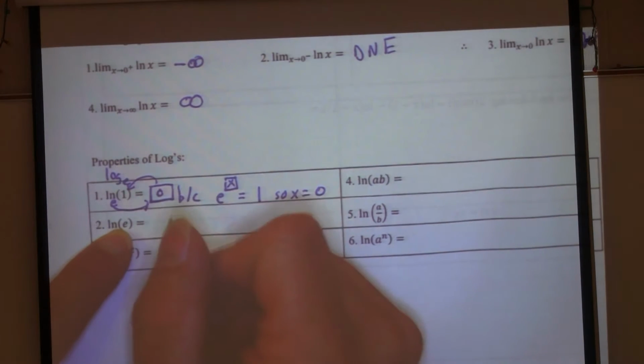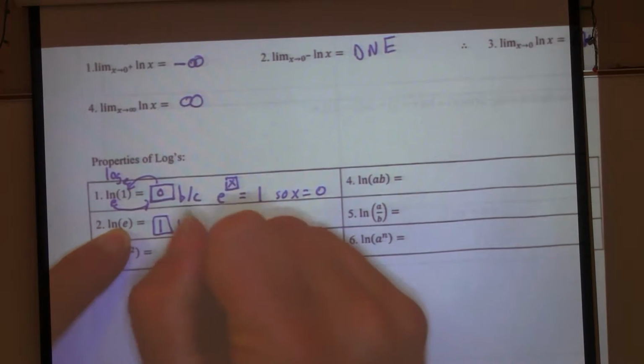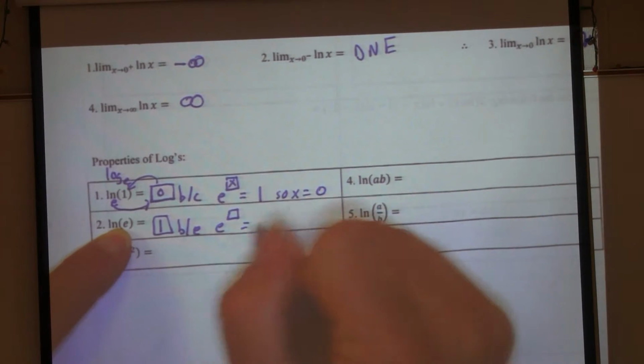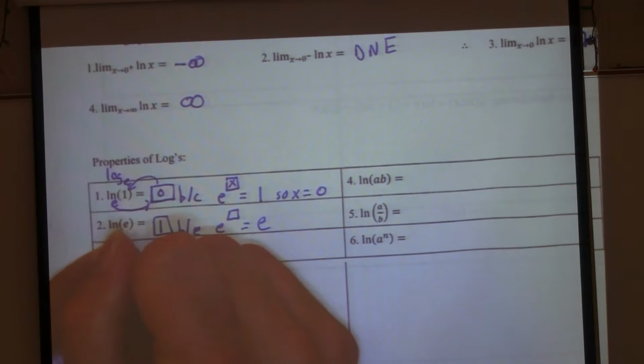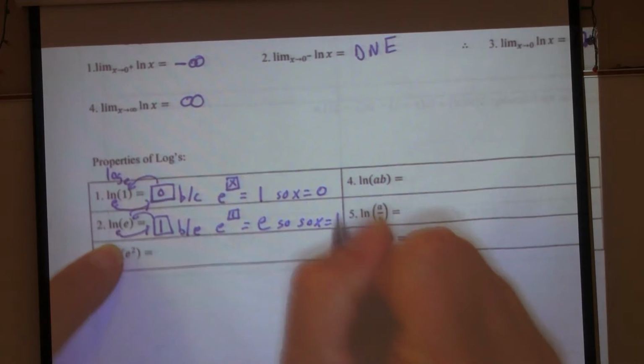How about ln of e? What's that going to be? 1. Okay, so why? e to what power equals e, right? That's what we're trying to find. e to what power equals e? Well, it has to be 1.